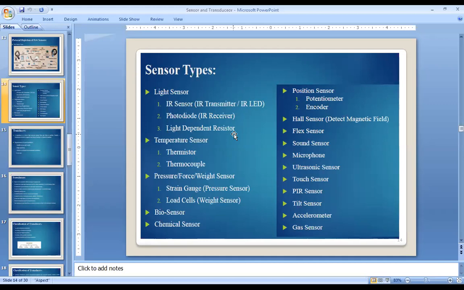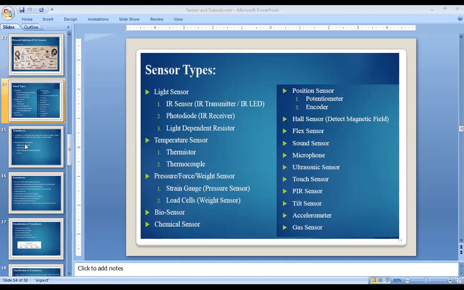Okay, next is the Hall sensor, which detects the magnetic field, flux sensor, and sound sensor, that means it detects whether there is any sound or not, microphones, ultrasonic sensor, touch sensor, PIR sensor, level sensor, accelerometer, gas sensor. So those are the different types of sensors based on their application.